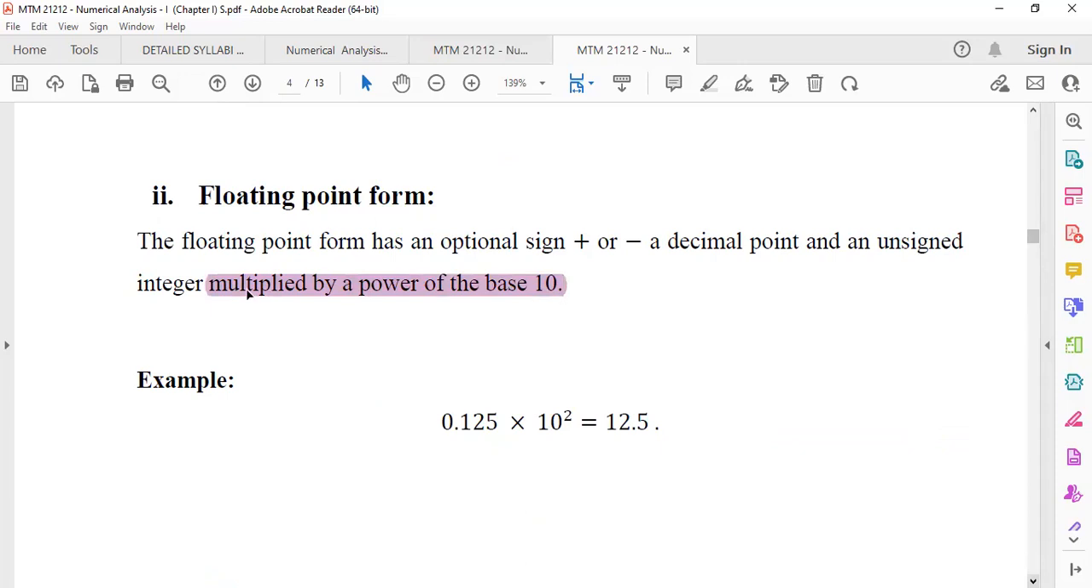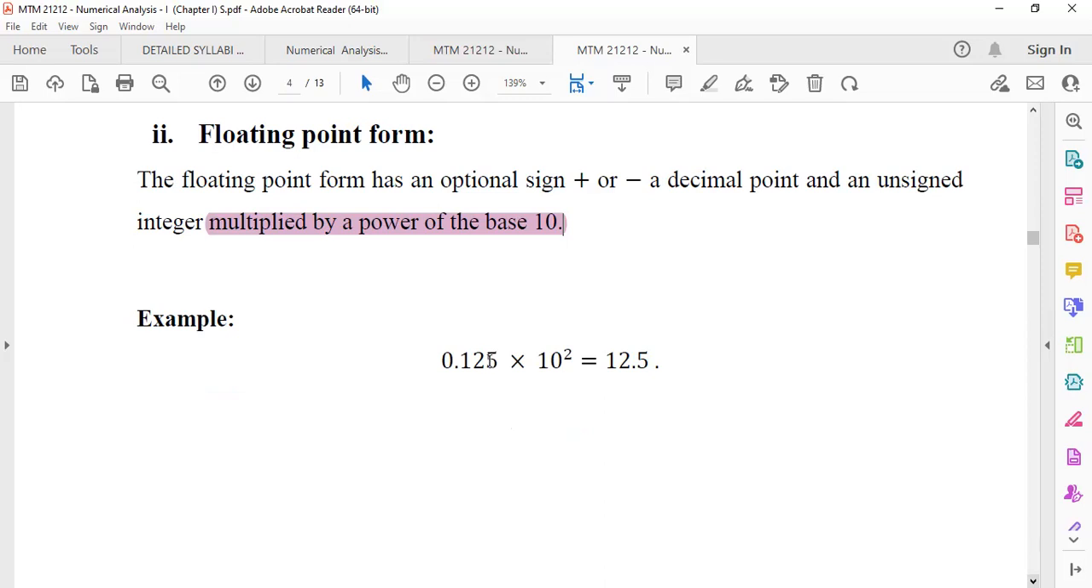So floating means it has the same idea, multiplied by a power of the base 10. So you can see this example. If it is 125, the floating number of this one will be something like this. They will put 0.125 times 10 to the power 2.